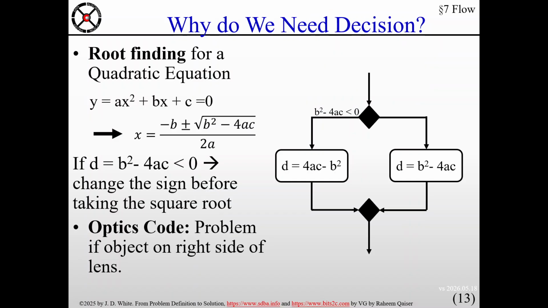Why do we need decision? Okay, let's say root finding. We've already done that as an example UML, right? If b squared minus 4ac is less than 0, then d should be equal to 4ac minus b squared. Otherwise we need to do the opposite: d equals b squared minus 4ac, and this way the root will be imaginary. This way will be real, and then we do the square root, before taking the square root.